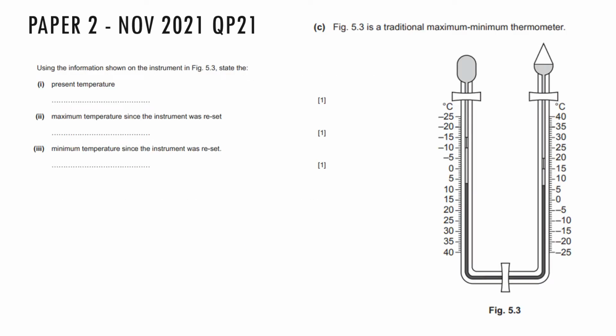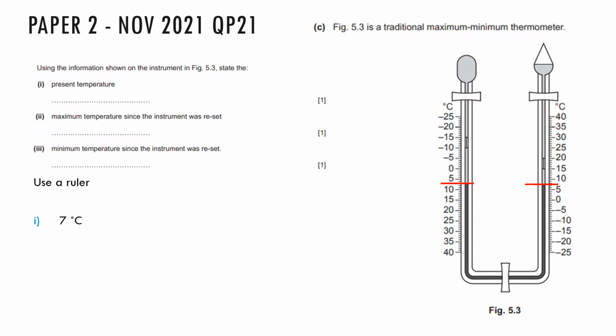These type of questions that involve a maximum and minimum thermometer often require you to identify what the present temperature was, and the maximum and minimum. So how do you do that? First of all, use a ruler. Now where the liquid currently sits, the mercury inside the thermometer, that tells you the present temperature. So read off both sides, 7 degrees.